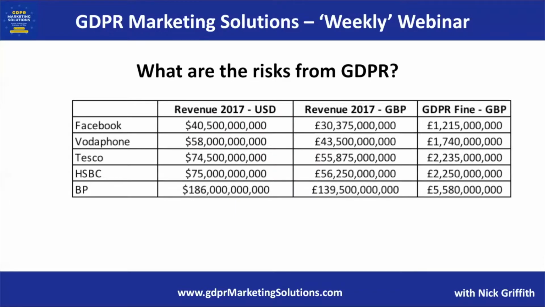And what I've done here is just simply put in what the GDPR upper level fine might look like for them. So this is worst case scenario, and this is based on 4% of global revenue from 2017. You can see these are big businesses, global businesses with revenues in the multiple billions, but they would be facing down a fine of 1.2 billion pounds. And the largest business in the UK could be facing a fine of £5.5 billion. These are not insignificant numbers.